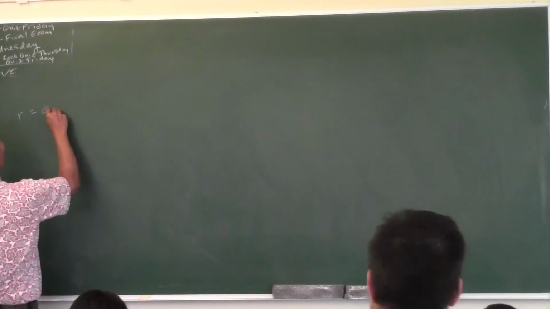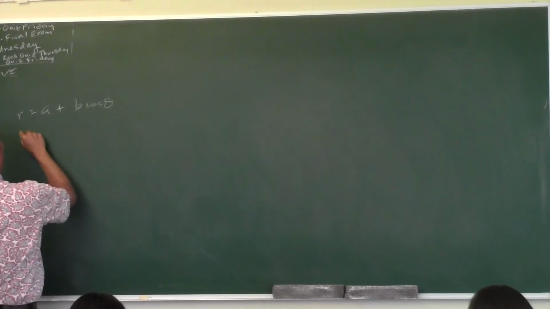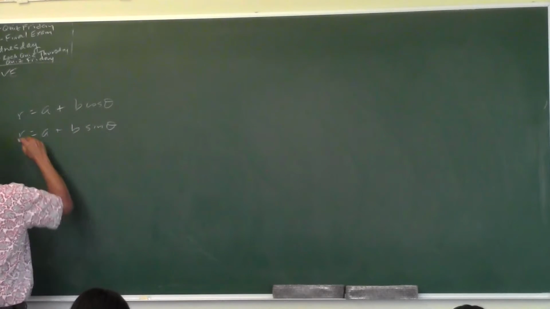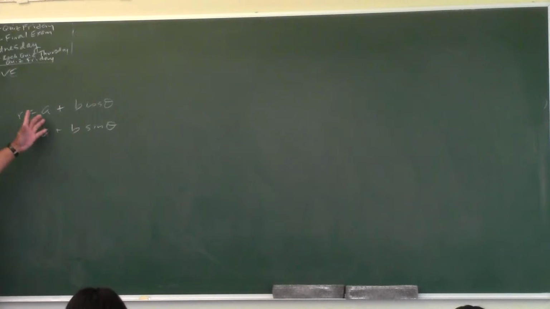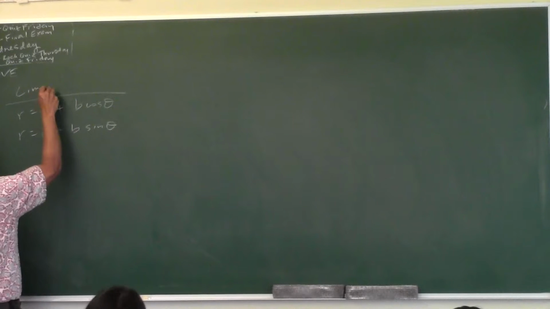r equals a number plus another number cosine theta, or r equals a number plus another number sine theta. When you have equations that have this form, these are called the limaçons.